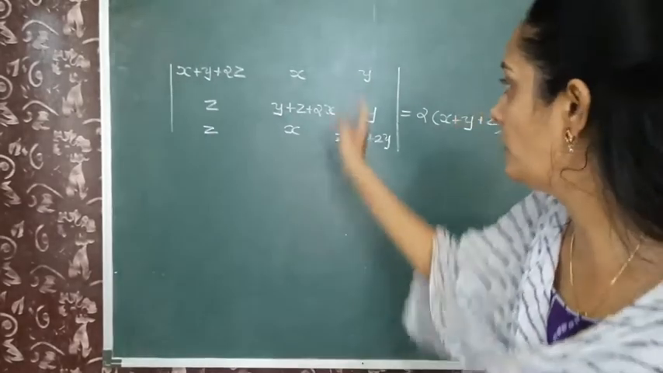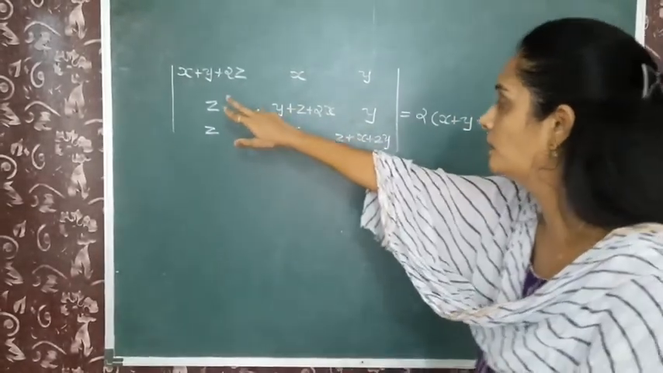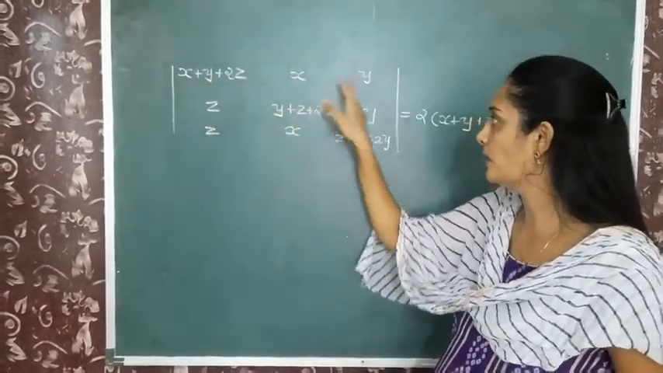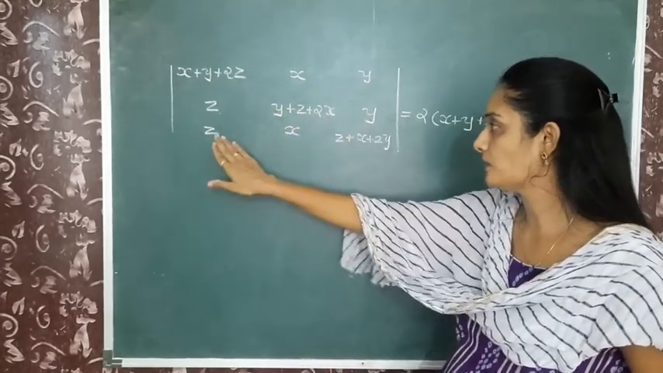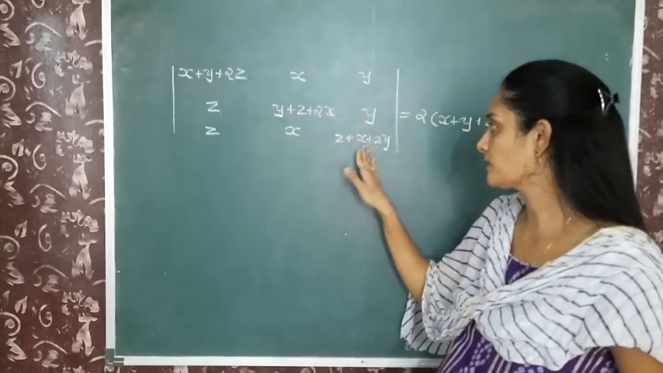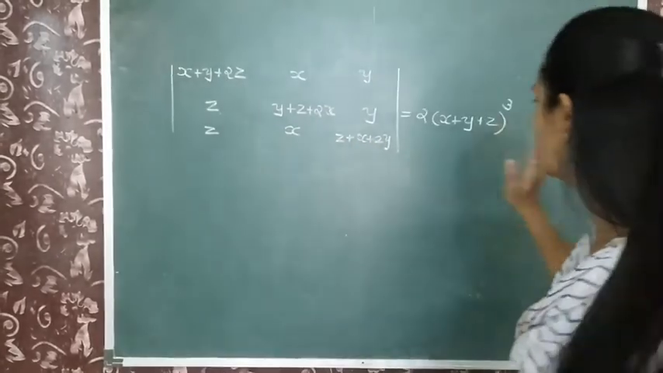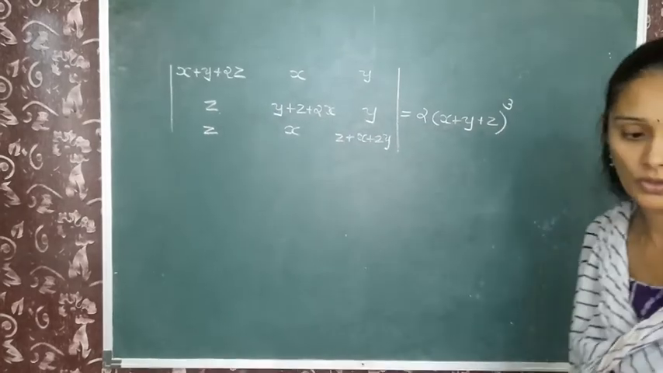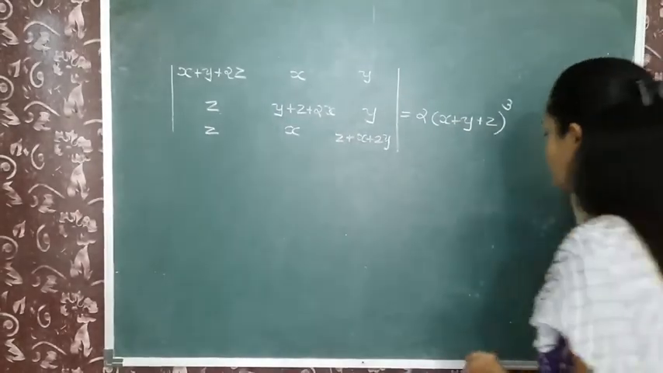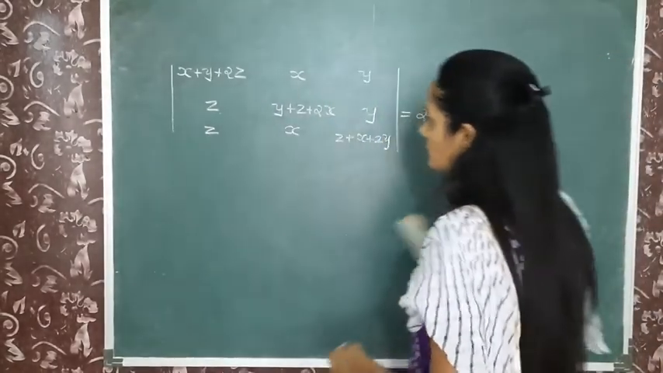Now, the given determinant is x plus y plus 2z, x, y, z, y plus z plus 2x, y, z, x, z plus x plus 2y. And the answer is 2 times x plus y plus z whole cube. Okay, first we have tried.